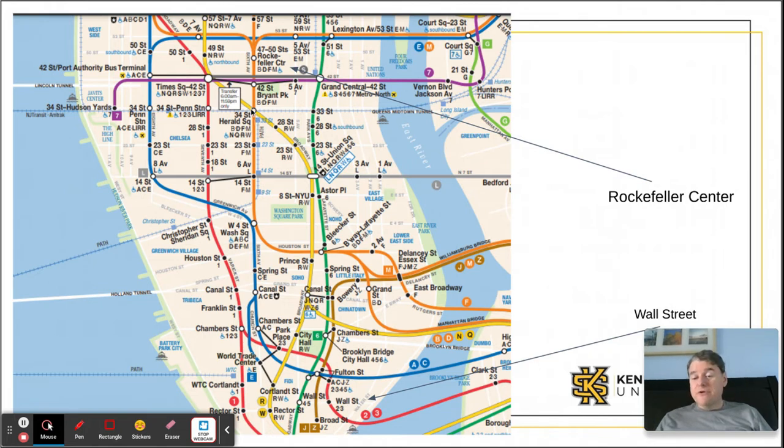Okay, so I found my first solution. I go north on the red line until I get to Times Square. I get off at Times Square and I go southeast, specifically on the yellow line, for one stop to 34th Street. I get off and I transfer to the orange line and I go two stops and I get to Rockefeller Center. First solution.